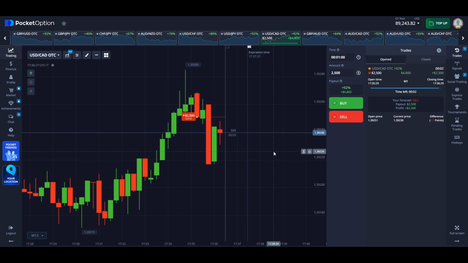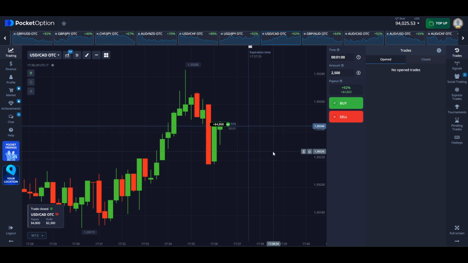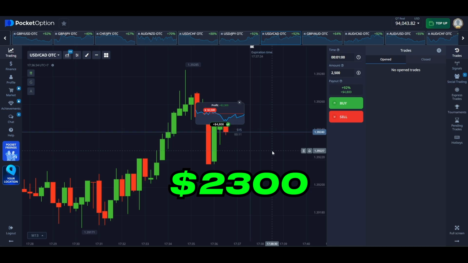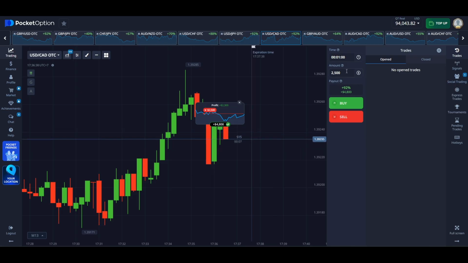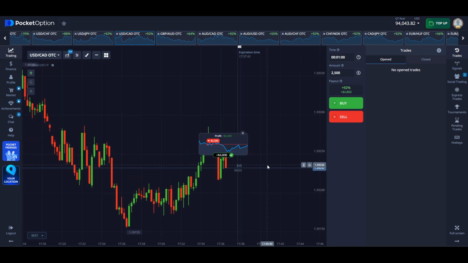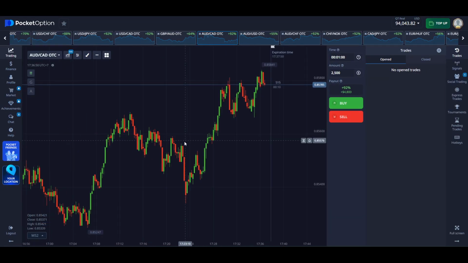Of course, the probability of a reversal is not zero. You always have to keep that in mind, but still, I'm covering my loss and making a few $100s on top. Let's open the next trade again for $2,500, but this time let's pick a different currency pair. I'm choosing the Australian dollar to Canadian dollar.